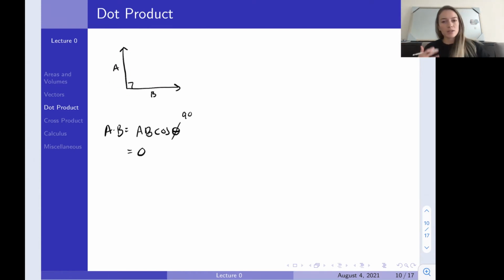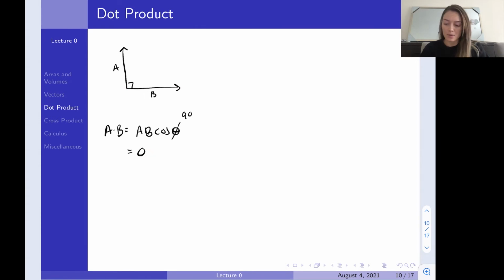And the way that I sort of think about the dot product is it tells me how much the vectors sort of overlap. Are they in the same direction or not? So if the vectors are in totally different directions, if they're in perpendicular directions, they don't share any components. There's no overlap between them.